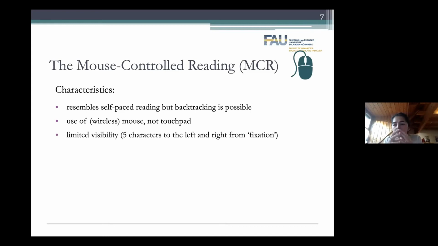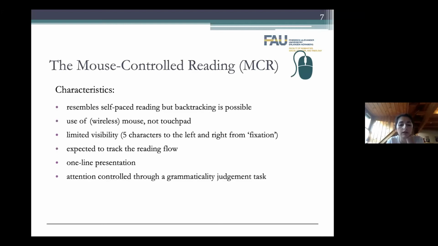Also, there was limited visibility. If you make a parallel with the eye tracking methodology, you would normally see the whole text, and then the software would simply record the eye movements, whereas here it was all limited to a small diameter, 5 characters to the left and to the right from the fixation. But still, I think it's expected to track the reading flow. Importantly, the sentences should be presented on one line. That's how you would make sure that participants don't spend more time moving from line 1 to line 2. And the attention was controlled through a grammaticality judgment task.